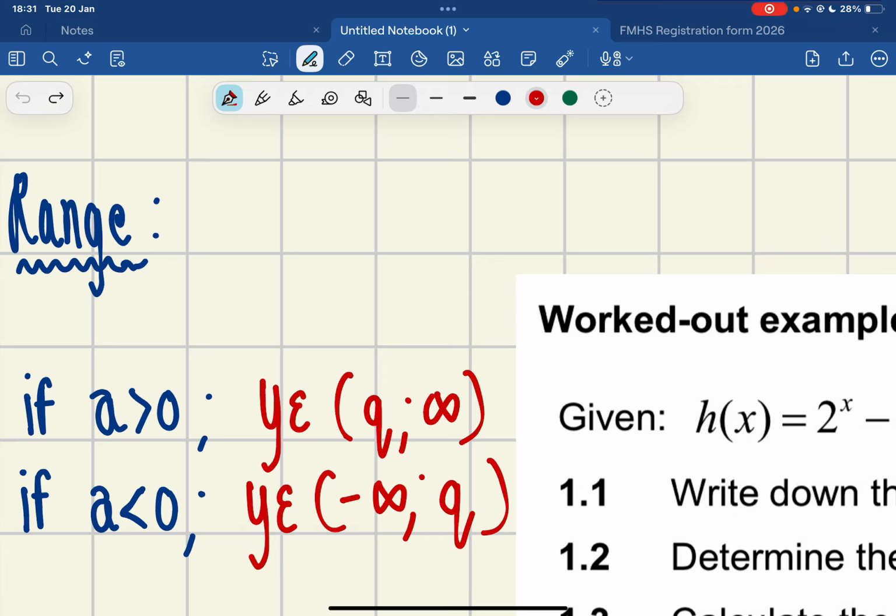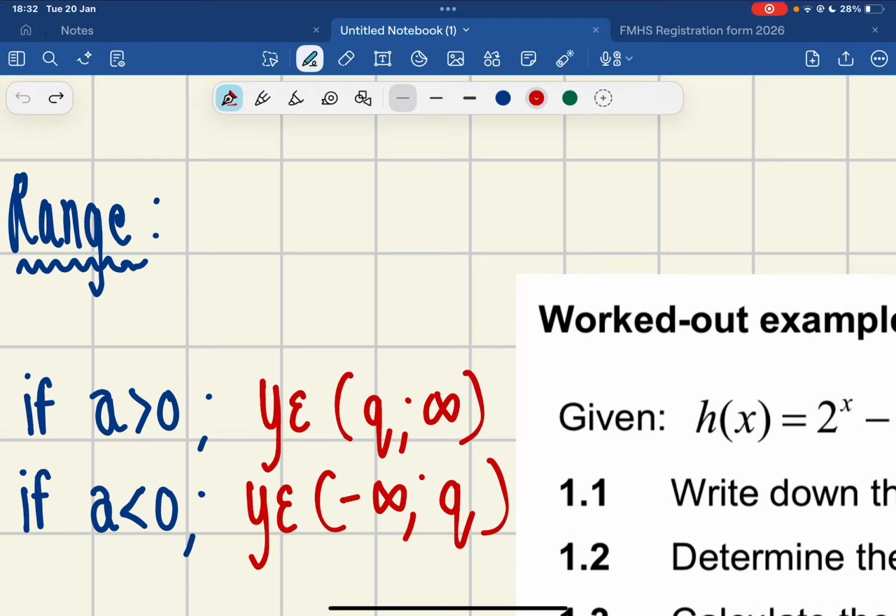So for the range, if our a value is positive, the range will be y is an element of from q not included to positive infinity, round bracket. So if a is positive, y is an element of from q to positive infinity, no square brackets, no inclusion brackets. And if a is less than 0, then what happens? If a is less than 0, then y is an element of from negative infinity to q not included.